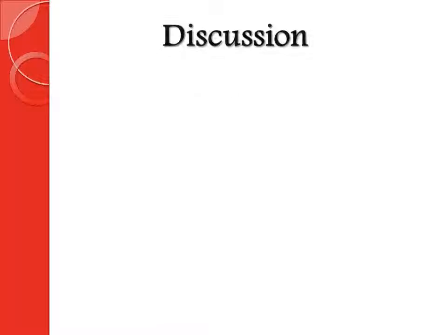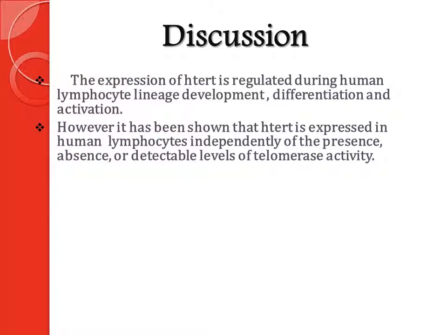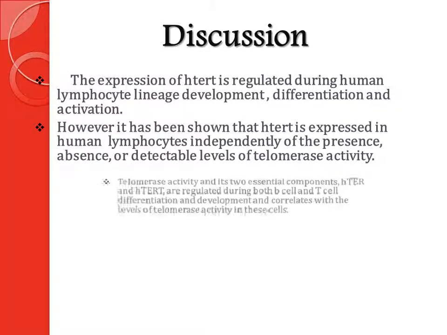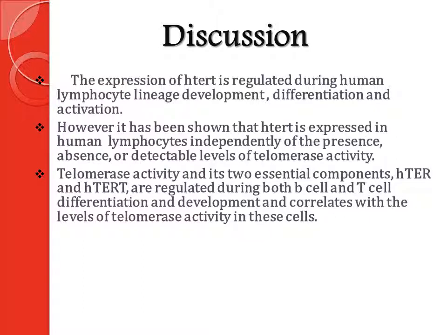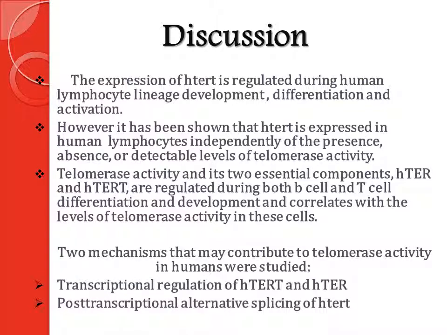The results of this experiment provide insights into the regulated process of telomerase activity. First of all, the expression of HTRT is regulated during human lymphocyte lineage development, differentiation, and activation. However, it has been shown that HTERT is expressed in human lymphocytes independently of the presence, absence, or detectable levels of telomerase activity. Therefore, this result suggests the regulation of telomerase activity is cell-type specific and is controlled at multiple levels, including both transcriptional and post-transcriptional events.